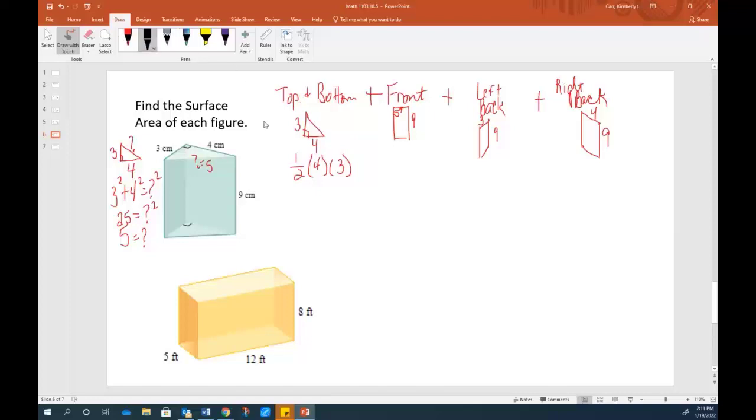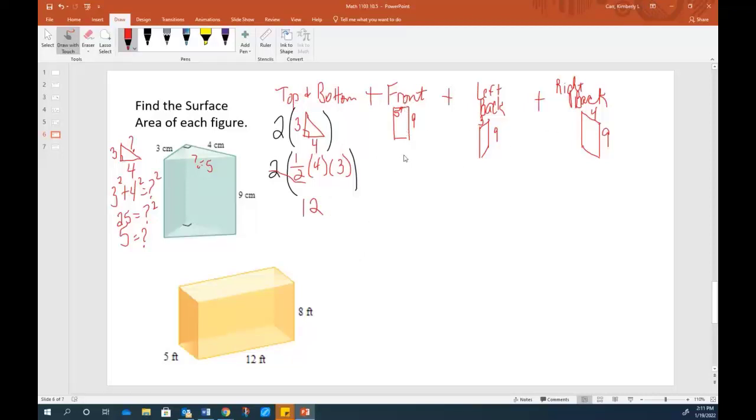But let's just pause for a minute. I have 2 of those shapes. All the other ones I just have 1 of, but I have 2 of those. So I'm going to have 2 of that. Now that 2 kind of undoes the half, and I'm left with 12, putting the top and bottom together.